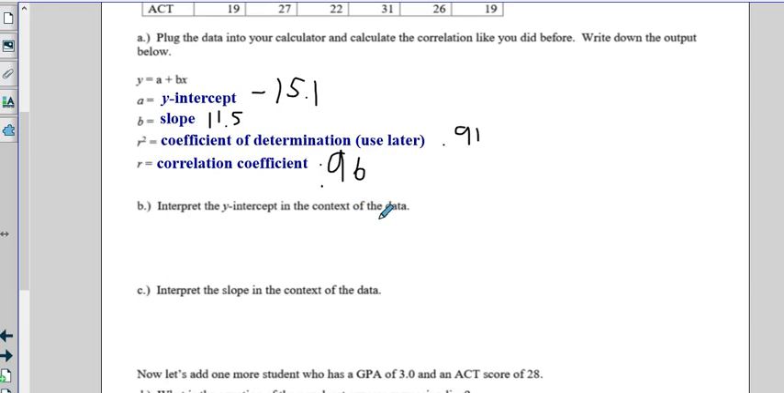Okay, so y-intercept. What was the y-intercept? Well, the y-intercept is always the point (0, negative 15.1).